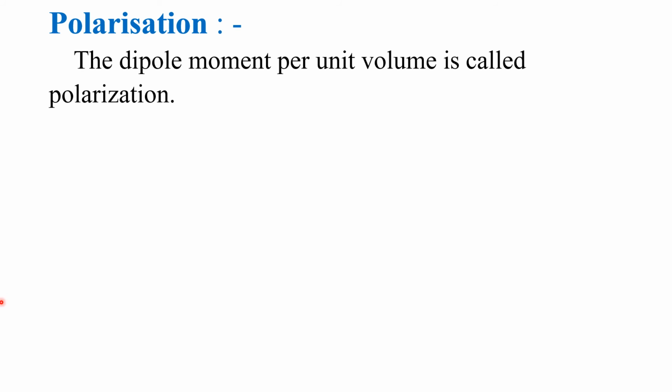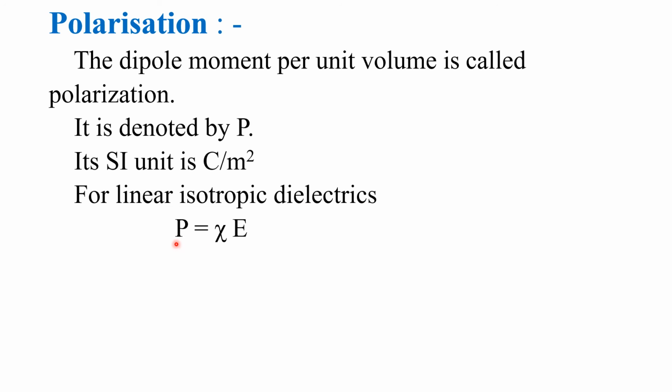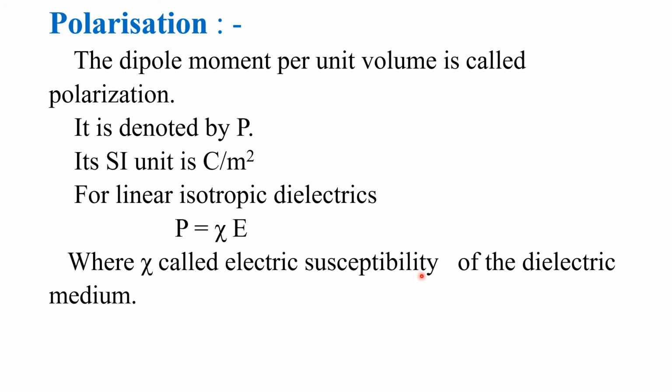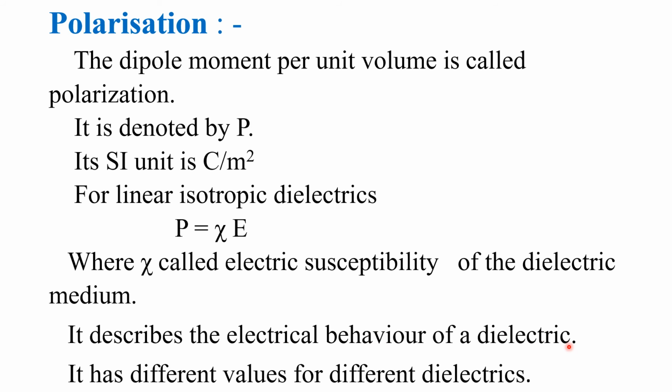And what is polarization? The dipole moment per unit volume is called polarization. It is denoted by the letter P. Its SI unit is coulomb per meter square. In a linear isotropic dielectric material, P is equal to chi e E, where chi, the Greek letter, is the electric susceptibility of the material. Susceptibility describes the electrical behavior of a dielectric substance. It has different values for different dielectrics.